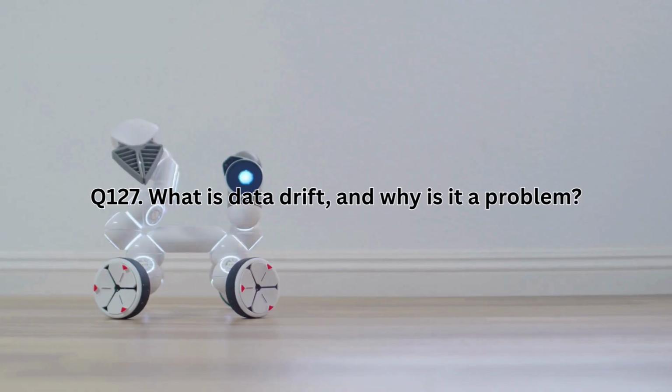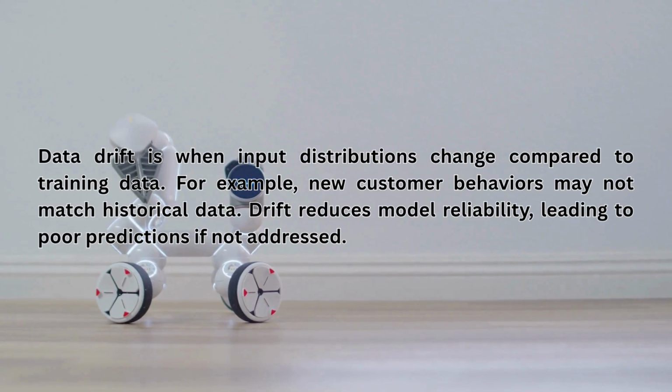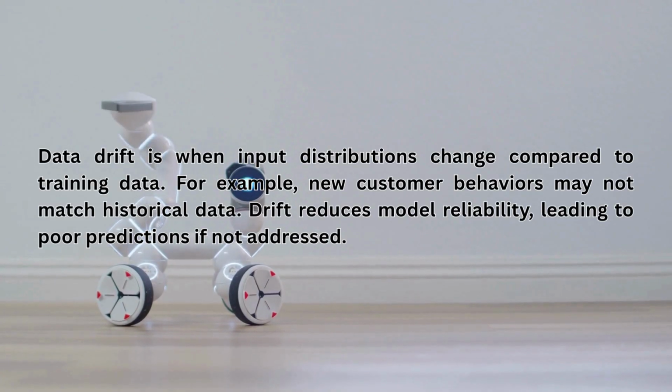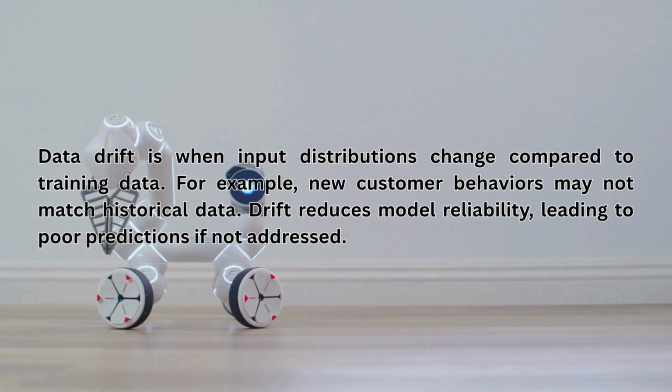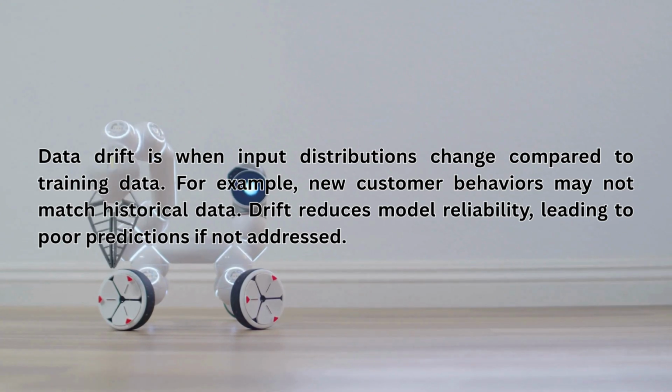What is data drift and why is it a problem? Data drift is when input distributions change compared to training data. For example, new customer behaviors may not match historical data. Drift reduces model reliability, leading to poor predictions if not addressed.